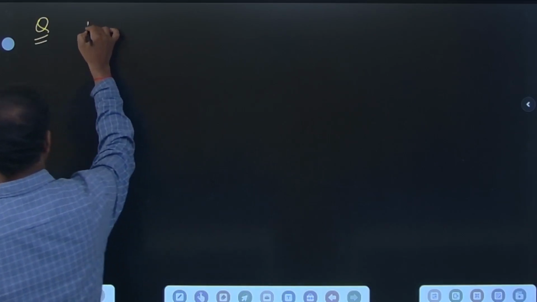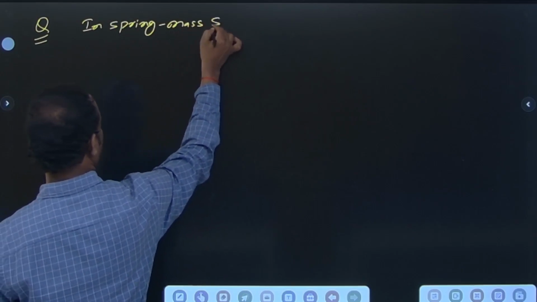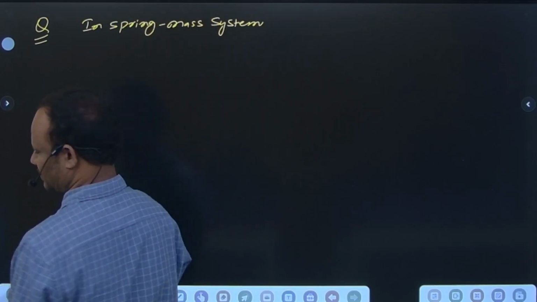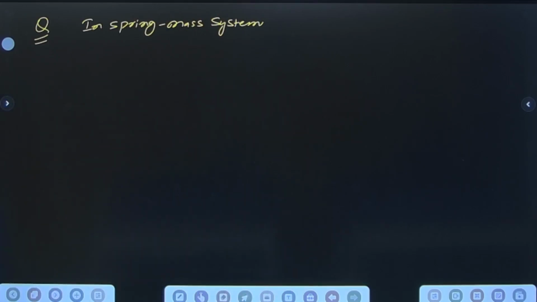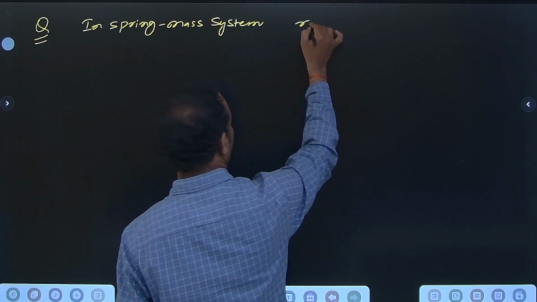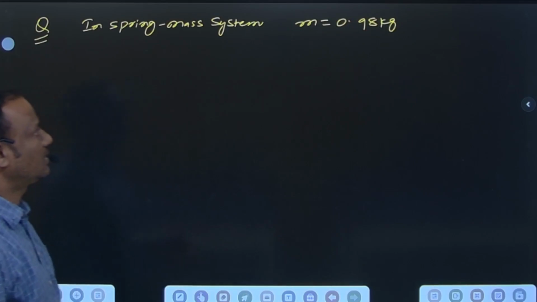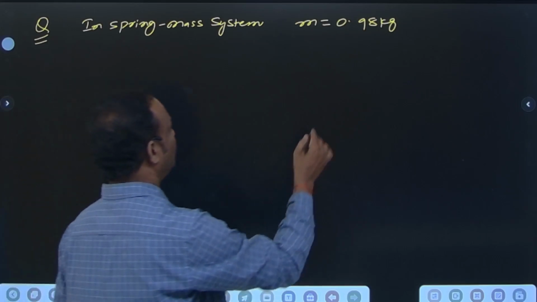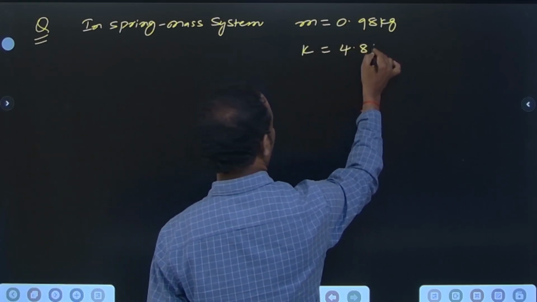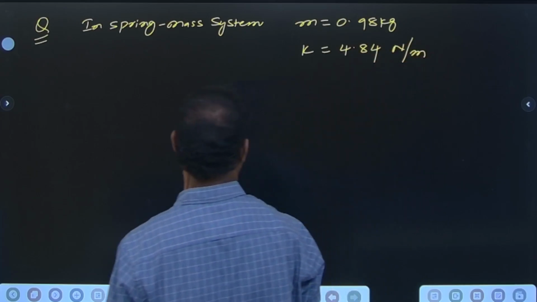I'm asking, in a spring mass system, the suspended mass is 0.98 kg and the force constant is 4.84 Newton per meter.